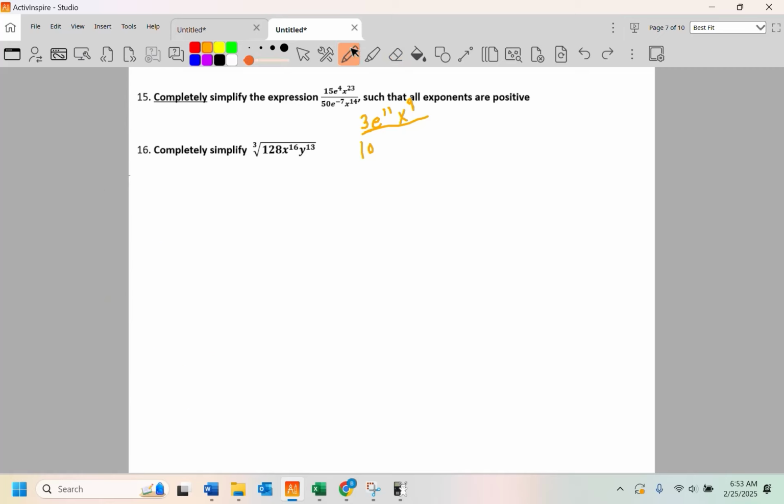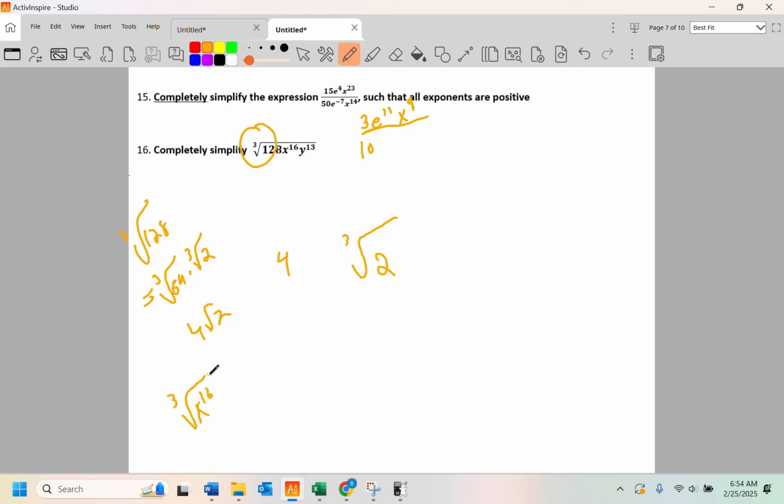Now there is no cubic root of 128. It doesn't exist. But the cubic root of 128 is the cubic root of 64 times the cubic root of 2. And the cubic root of 64 is 4. So this piece right here is going to become 4. And I'm going to leave some space, cubic roots of 2. Because now I have to think about the x's too. So I've got the cubic root of x to the 16th.